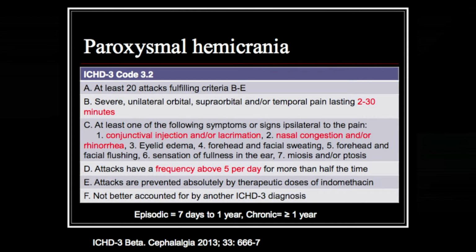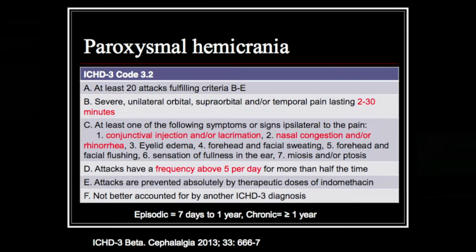There's something called paroxysmal hemicrania, and there's both an episodic and chronic variety. So the episodic lasts from 7 days up to a year, and the chronic lasts for more than 1 year. But the key differentiating feature of this headache is you get cranial autonomic symptoms with a short duration. And the duration lasts anywhere from 2 to 30 minutes. Now you may notice that there seems to be some overlap between cluster headache and this diagnosis, because cluster was 15 minutes up to 3 hours, and then this one goes from 2 to 30 minutes. So there can be some overlap between cluster and paroxysmal hemicrania.